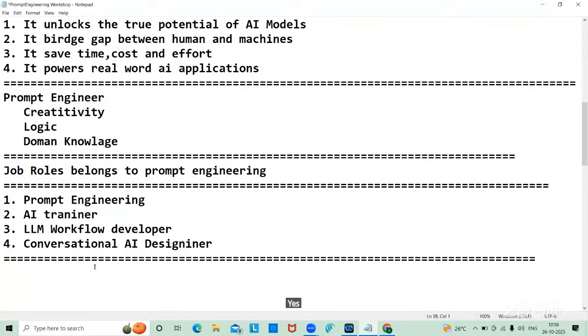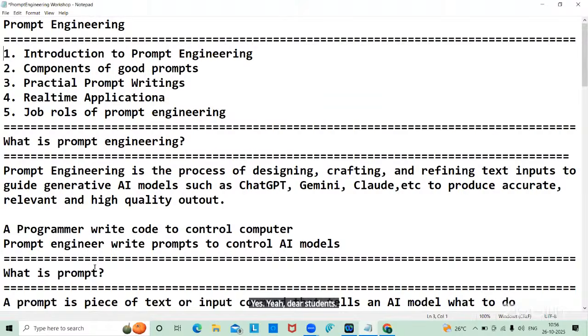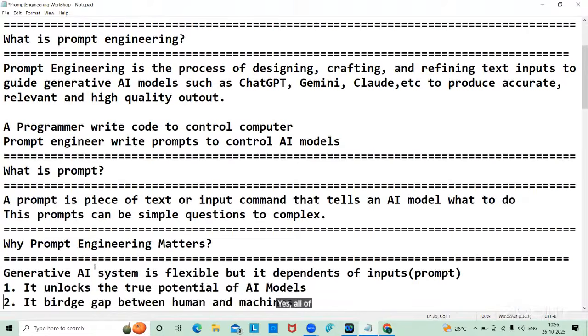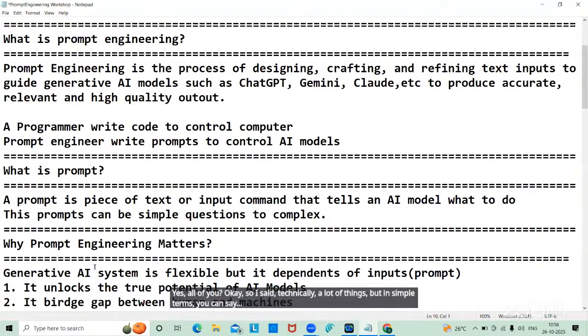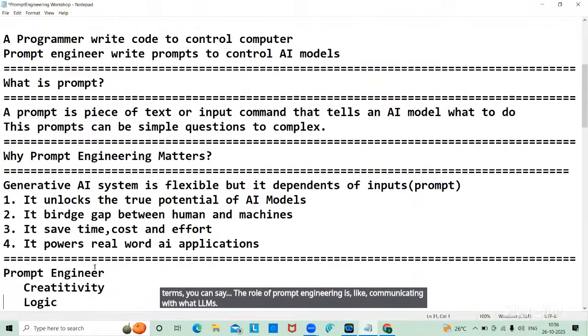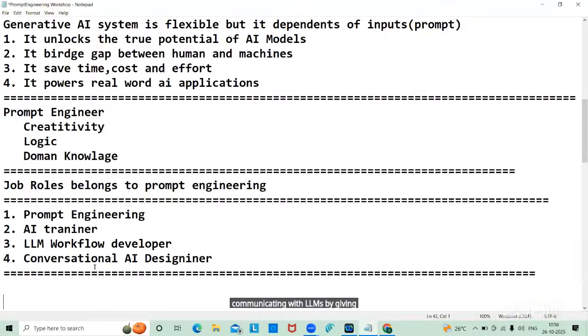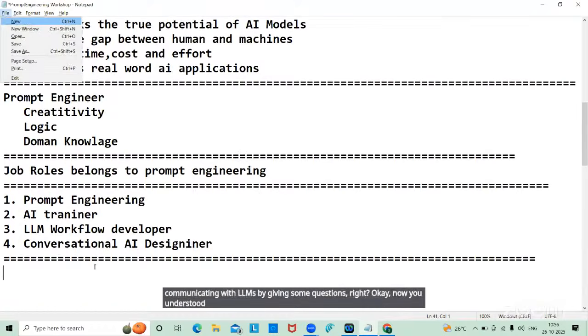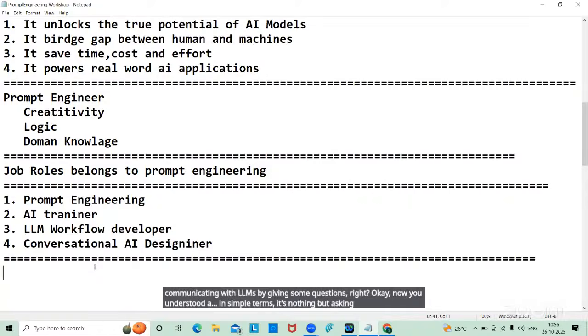Dear students, you understood up to this what I said? Yes, all of you. I said technically a lot of things, but in simple terms, the role of prompt engineering is communicating with LLMs by giving some questions. In simple terms, it is nothing but asking questions to an LLM. That is what exactly prompt engineering is, right? Understood?